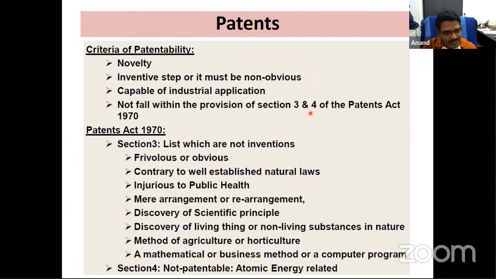And what are these section 3 and 4? Section 3 includes a list which are not inventions, like those that are frivolous or obvious. For instance, we have learned about somebody trying to make petroleum out of herbal products, and it was verified by multiple laboratories that there is something frivolous there. So it cannot come under a Patents Act. And contrary to well-established natural laws, certain things which are not established in the natural laws, what we experience in nature, those cannot also be patented.